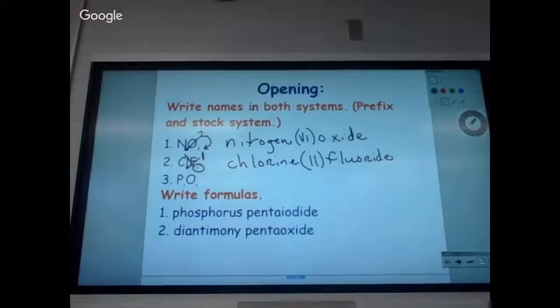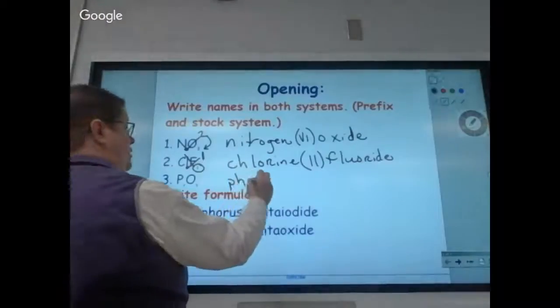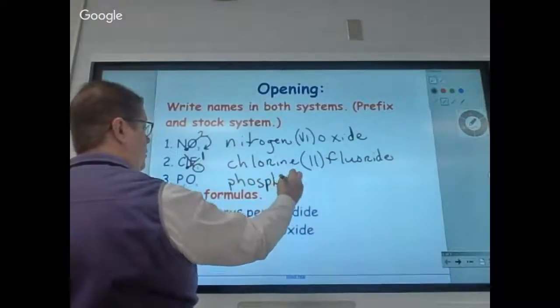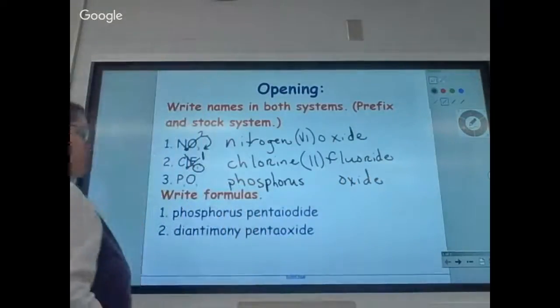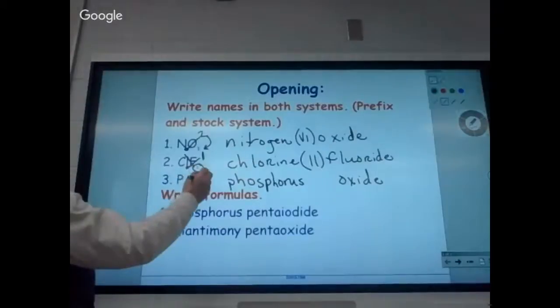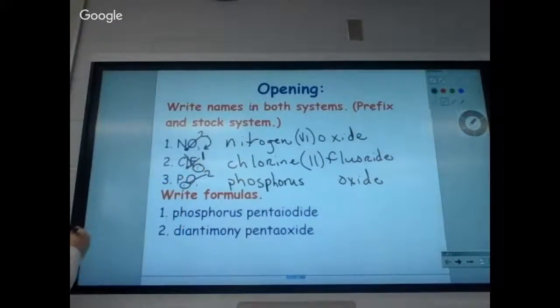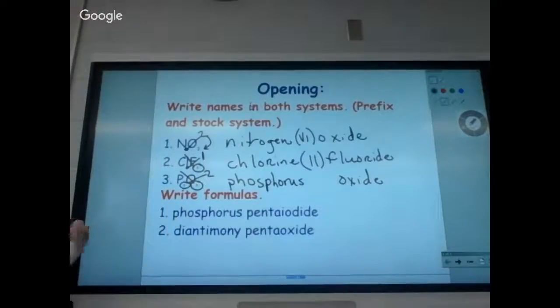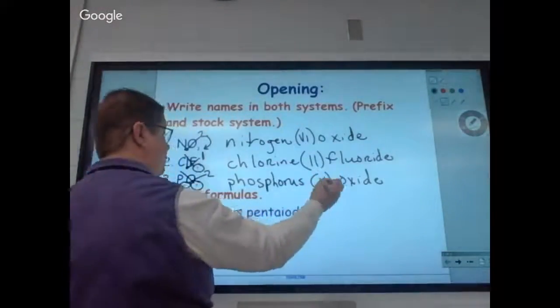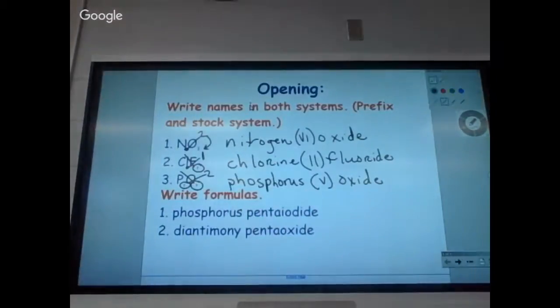And the last one, P is phosphorus. And then O is oxide. And again, was it reduced? Well, it has a 2. What is right there? A 2. So it didn't get reduced. It started as a 2. It's still a 2. So again, this 5 straight up came from right there. So it's Roman number 5. Everybody with me on that? Yeah. Okay. So the bottom 2 are just writing the formulas.